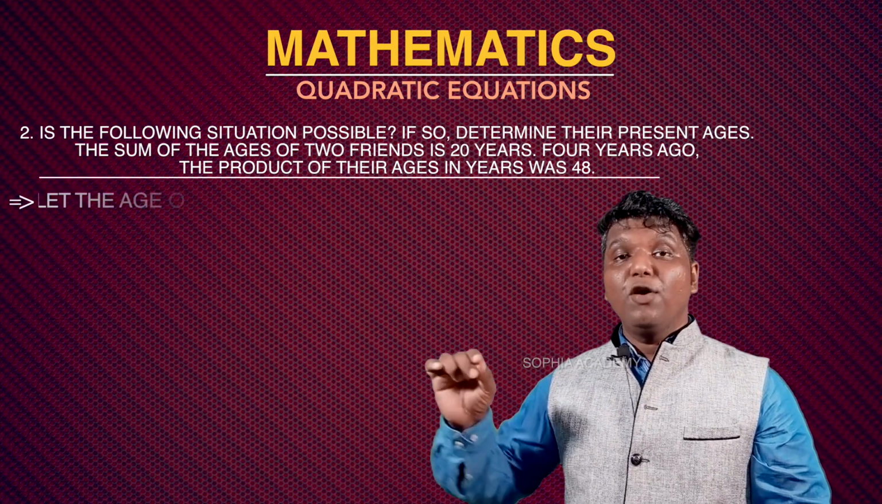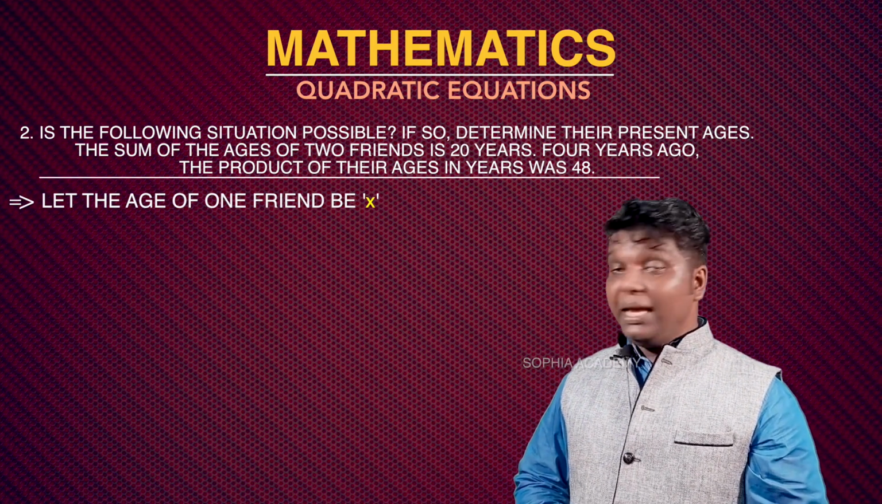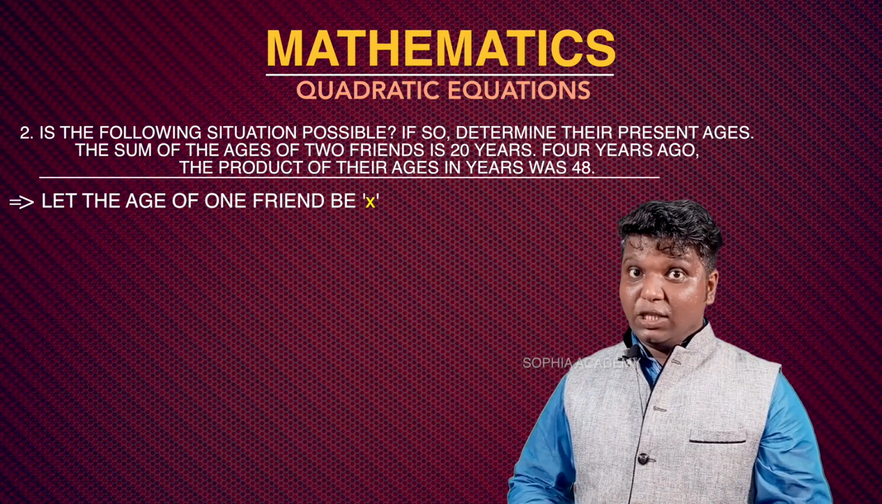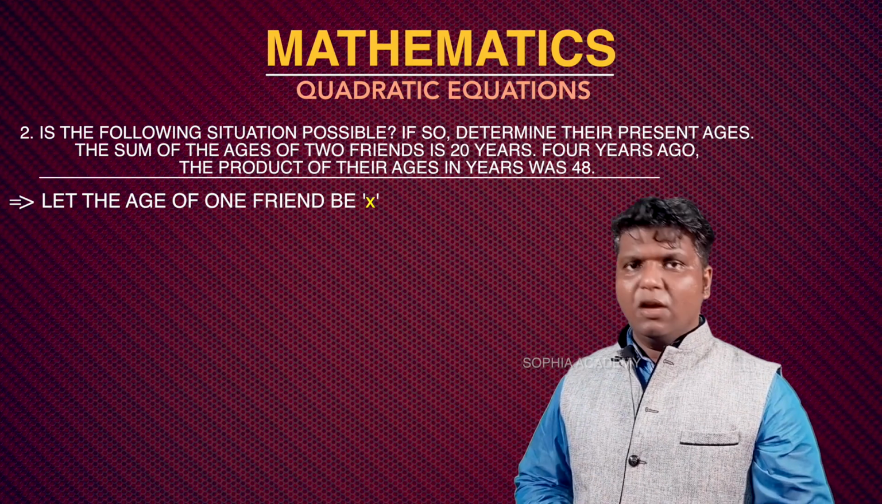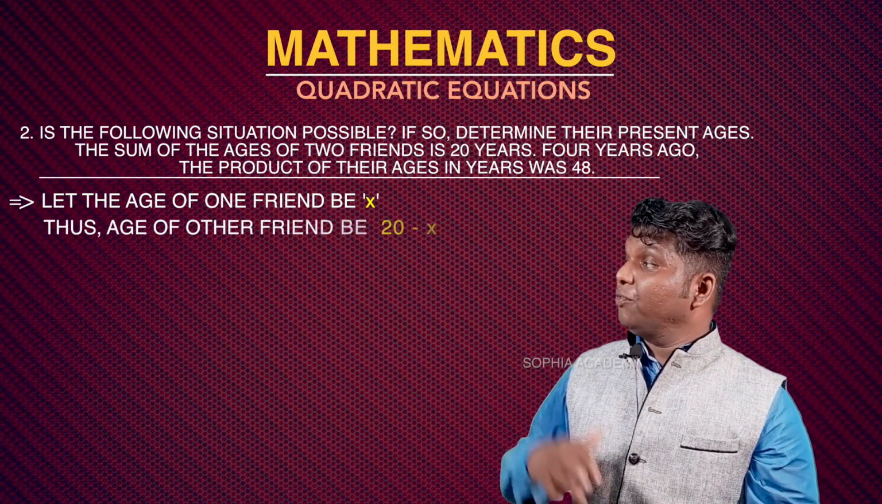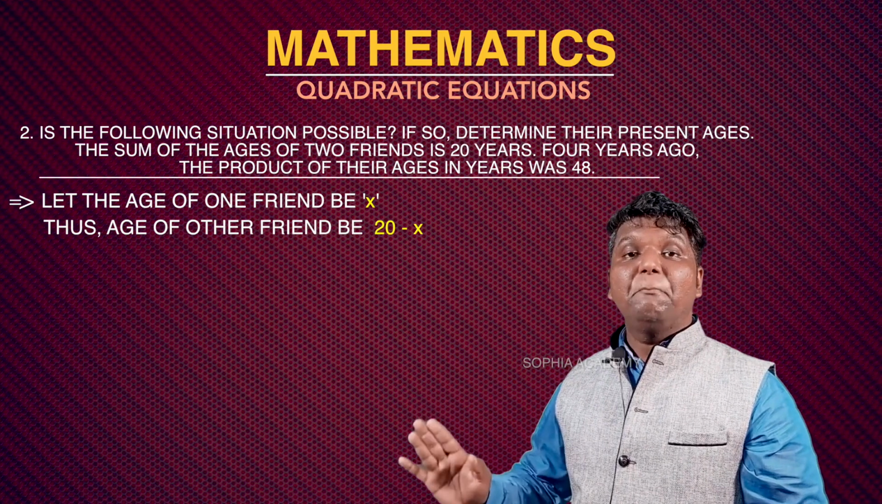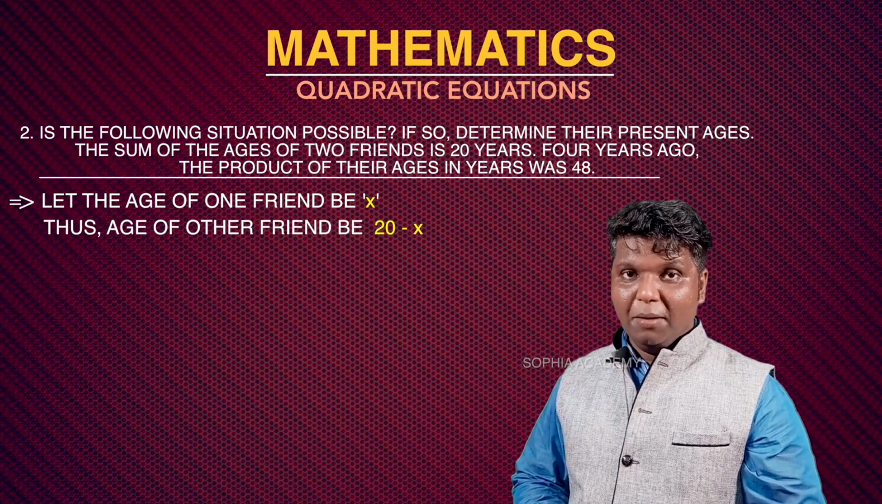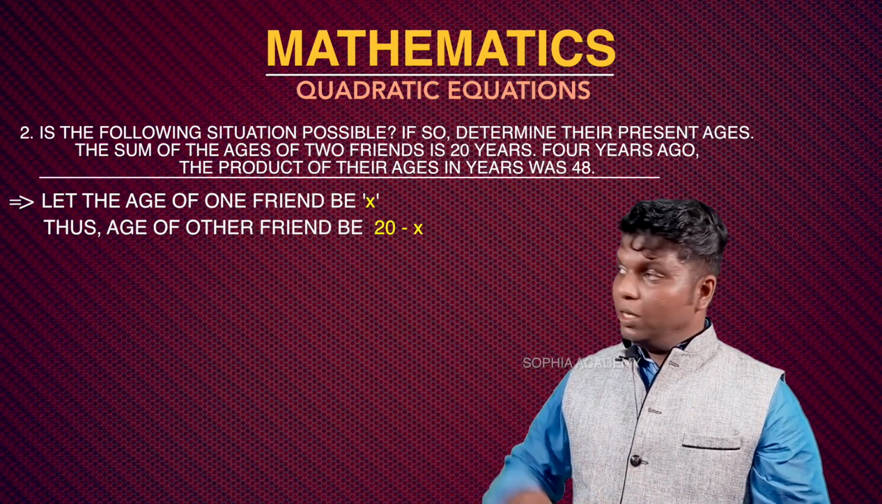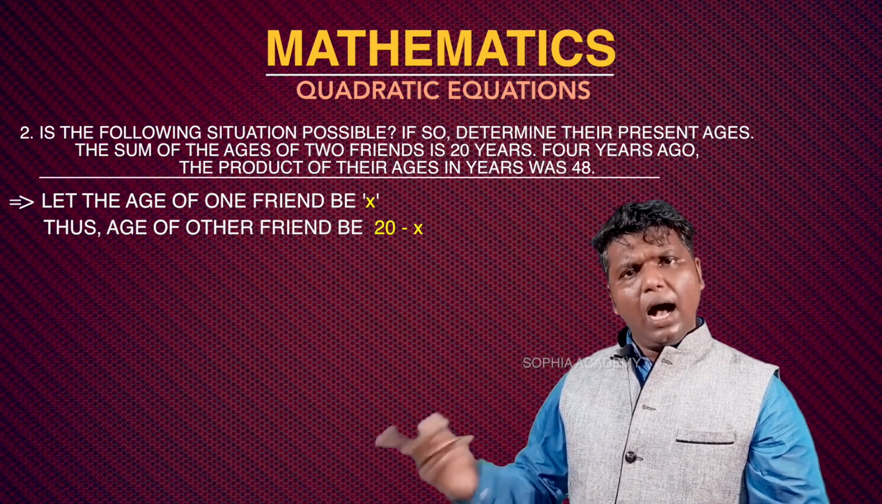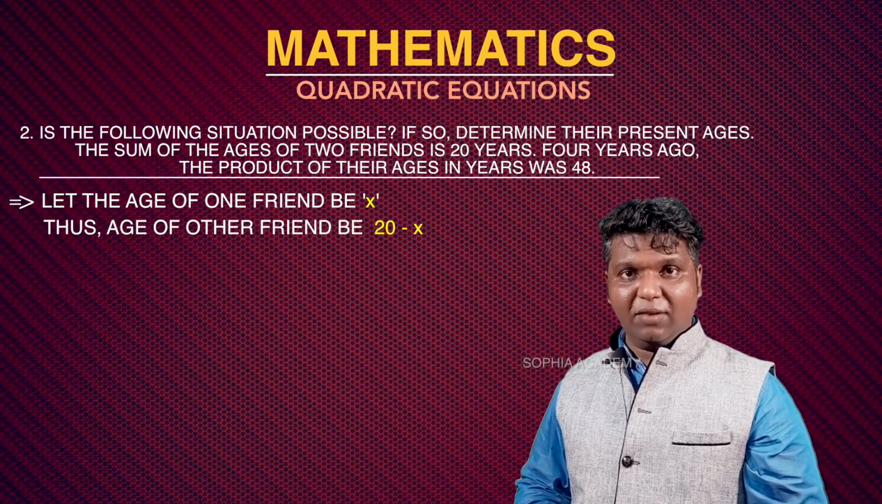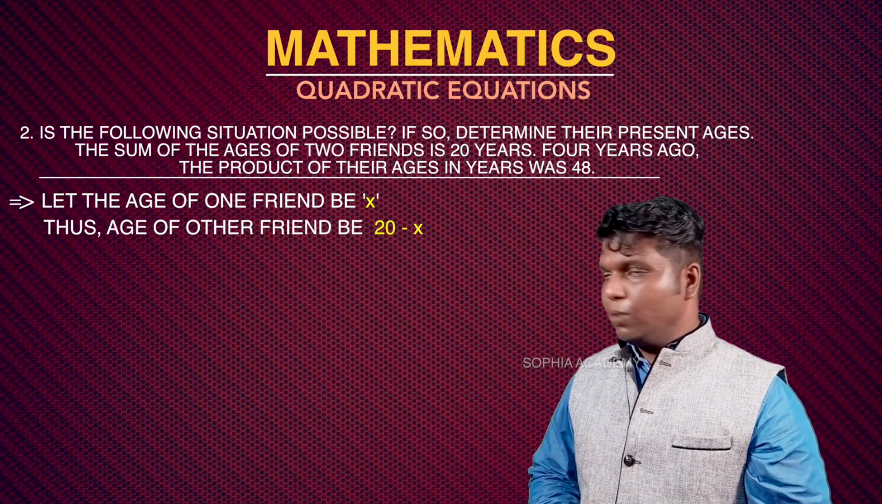Let the age of one friend be X. What about the other? Therefore, the age of the other friend will be how much? It will be 20 minus X. Why? Because the total sum was 20. So if the first fellow is having X years, the other fellow will be having 20 minus X, right? So his age is 20 minus X.